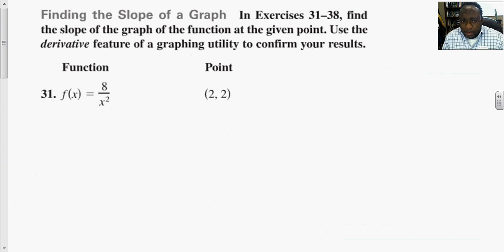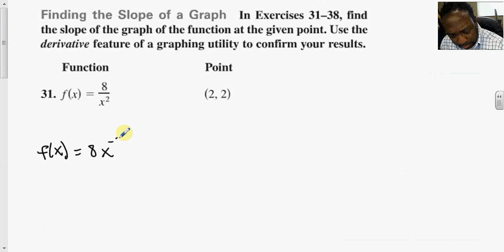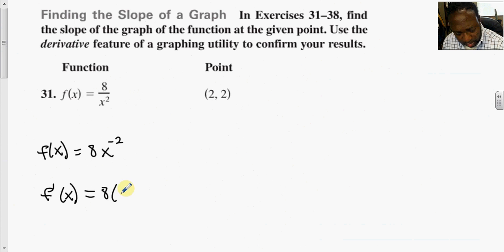In this problem, find the slope of the graph of the function at the given point. Use the derivative feature of a graphing utility. We don't need that. Just find the derivative and plug in x equal to 2, and you find the slope of this function at that given point. So we rewrite the function as 8 times x to the negative 2. We find its derivative, f prime of x, is equal to 8 times negative 2 times x to the negative 2 minus 1, which is x to the negative 3.